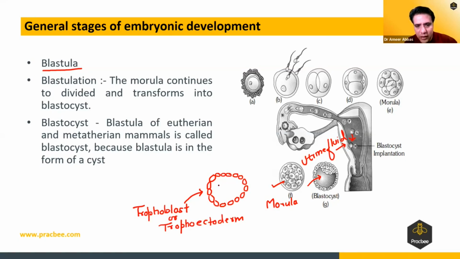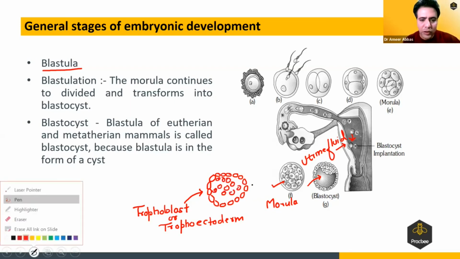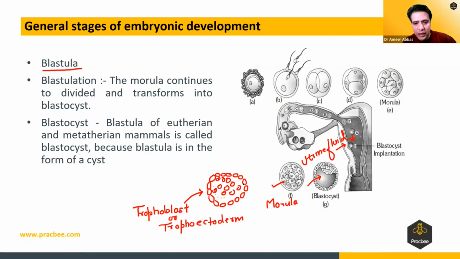And there is a cluster of cells here. Okay, by the secretion of uterine fluid, and also the trophoblast secretes some nutrients, this cluster of cells arranges at one portion. Look here, they are arranged at one portion and they form a knob. This knob is known as the embryonal knob.